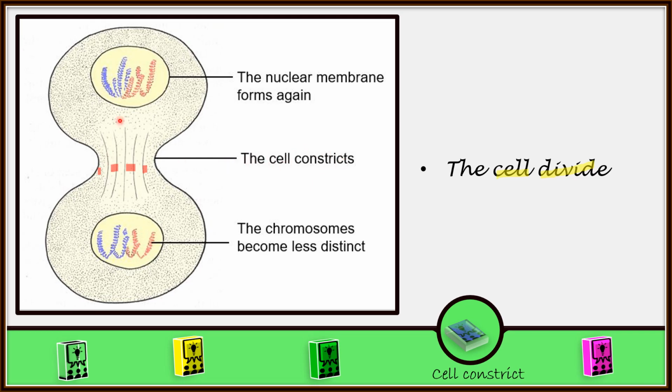Constricting in the center, it becomes smaller in the center, and it divides the chromosomes that went up from the chromosomes that went down. Now here, the nuclear membrane will form again and surround the chromosomes up, and then another nuclear membrane will surround these chromosomes that went down. So now the chromosomes will start becoming less distinct. They will start disappearing.